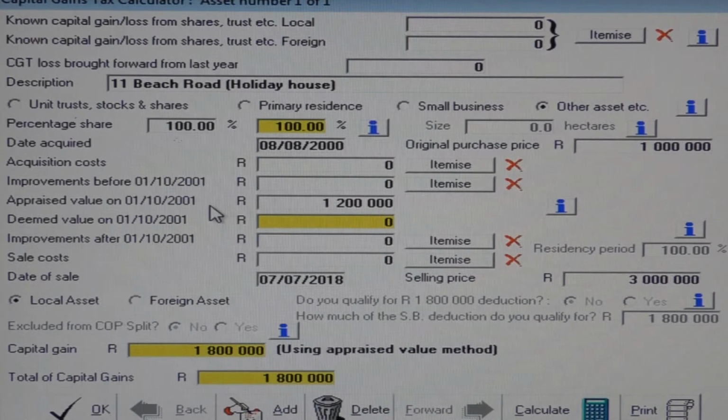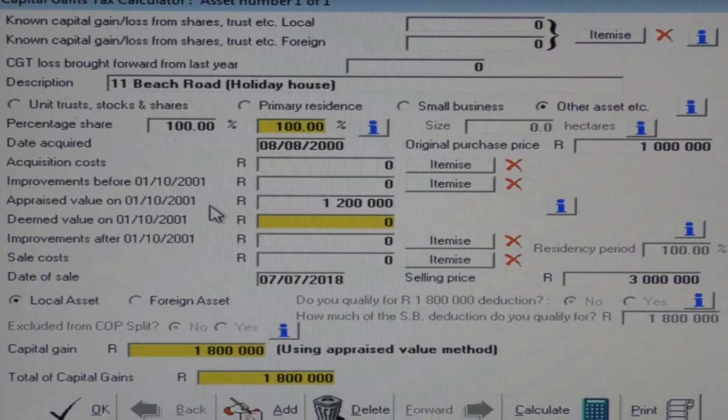Now what if we bought this asset for 1 million before CGT was introduced on 1st of October 2001 and sold it for 3 million, giving us a profit of 2 million? Remember that only the portion of the profit which applies to the period after 1st of October 2001 is subject to capital gains tax. Fortunately, we had the asset valued at the time, and the value was 1.2 million on 1st of October 2001. This is our base cost, appraised value, and the profit will be 3 million less the 1.2 million base cost, which is 1.8 million profit.